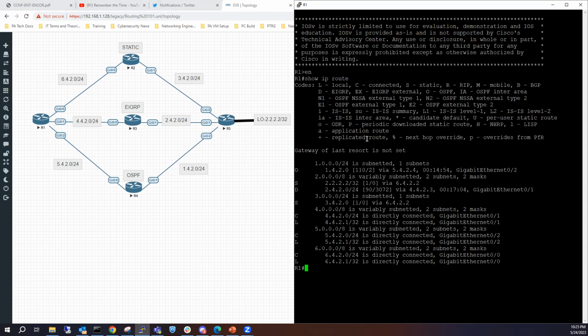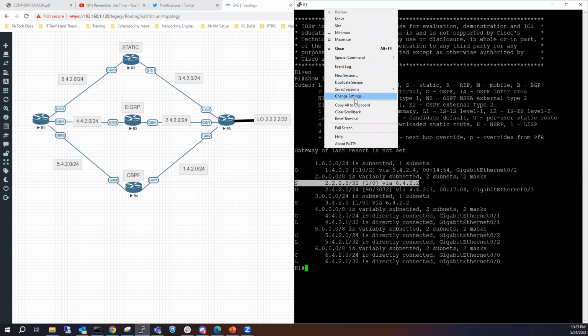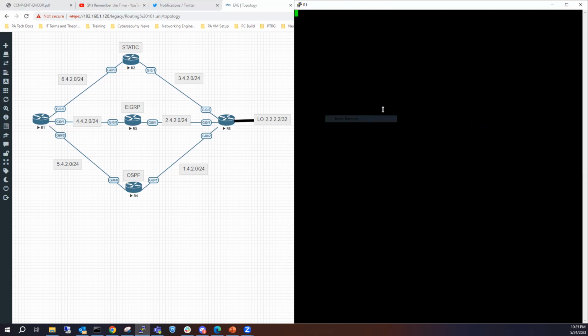To reach 2.2.2.2, it is going via 6.4.2.2, which of course is R2's address. So Nick, you were absolutely correct. But let's take a look at this. We know it's using the static route, right? But does that mean EIGRP and OSPF don't know about how to get there? Let's take a look.